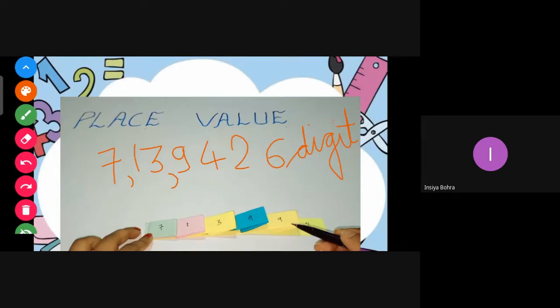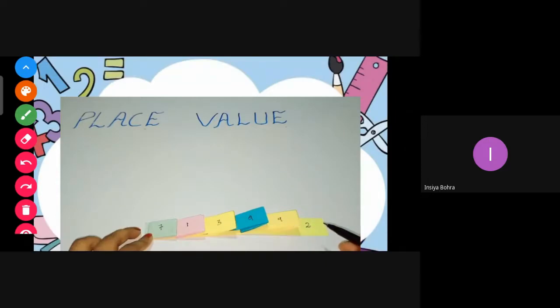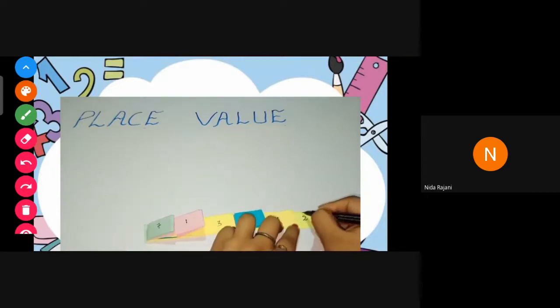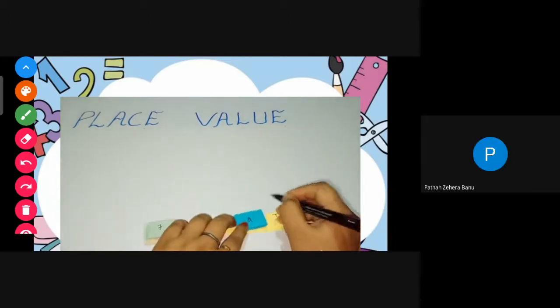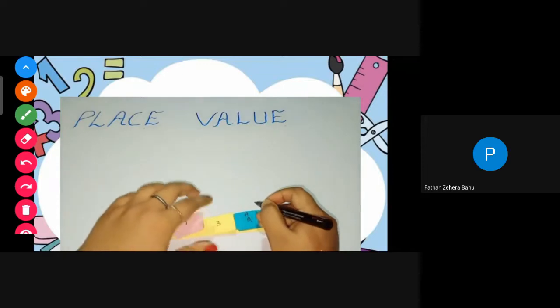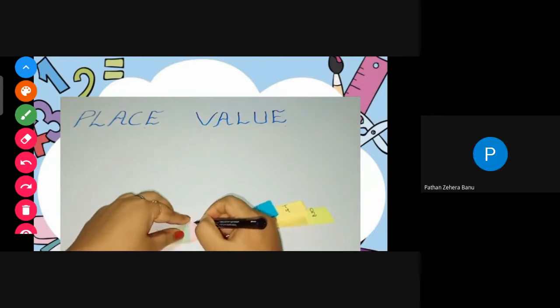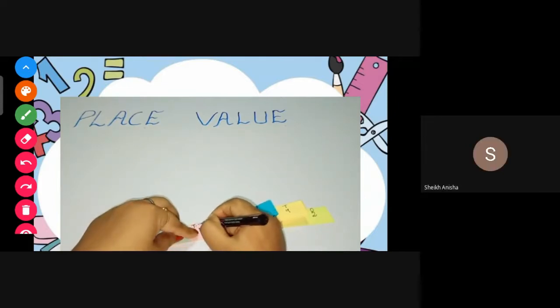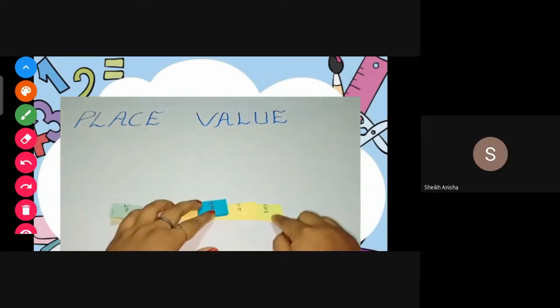You will write the place names also. See, I'm showing. We will write the names of the places also in short. See, from the right side, the first place is which? Remember or forgot? Ones, no? So O. Then next is tens, so T. Then after that, hundreds, so H. Then thousands, so TH. And ten thousands, so TTH. And after that, lakh, so L. Understood, no? See how she has written the names of the places. Ones, tens, hundreds.